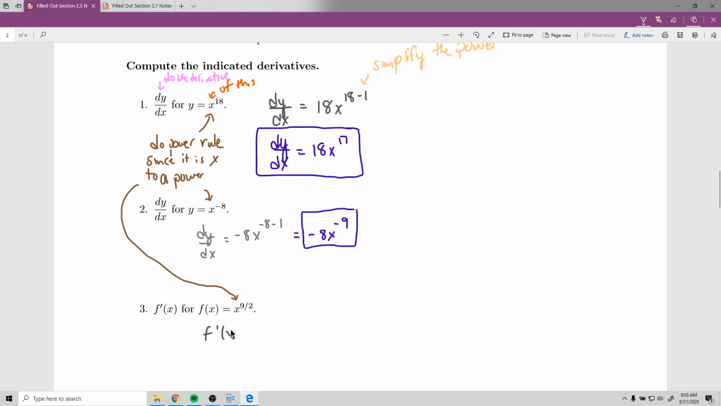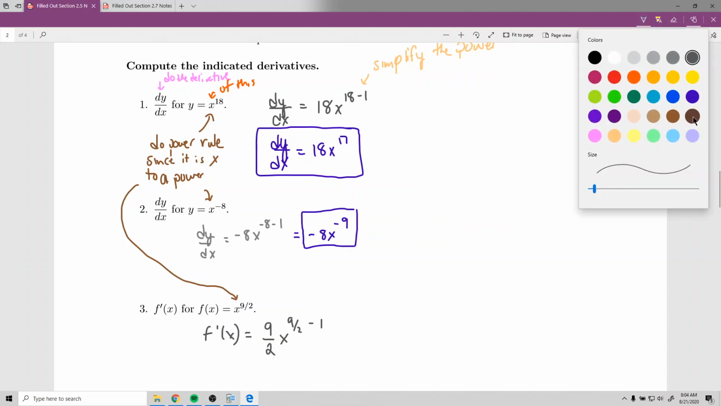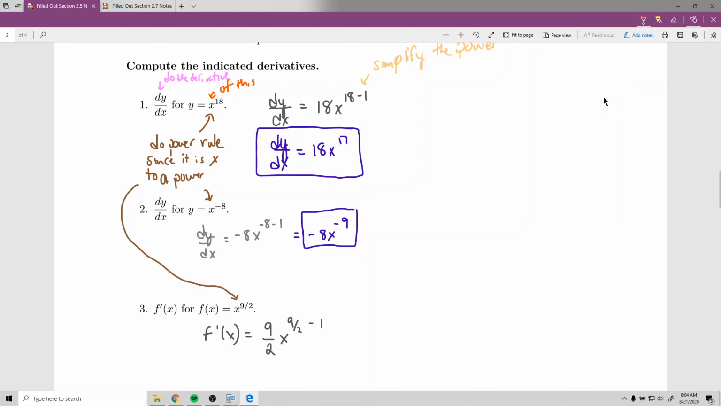F prime of x, I'm going to write it like this just because it really kind of wants it written like that. We bring the power down. Since it's a fraction, there'll be a fraction in front. We rewrite our x, and then we get our power minus 1. Right. And doing the power rule with fractions is very common. And anytime you're subtracting 1 off a fraction, it's a pretty straightforward process. You might even get good enough at it where you don't have to do even this first step.